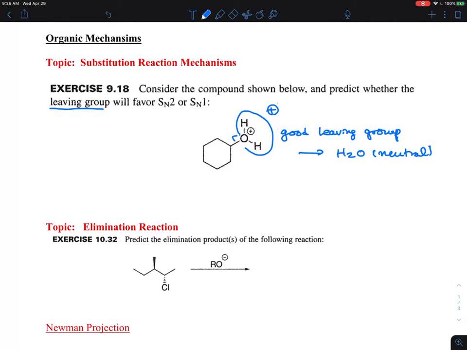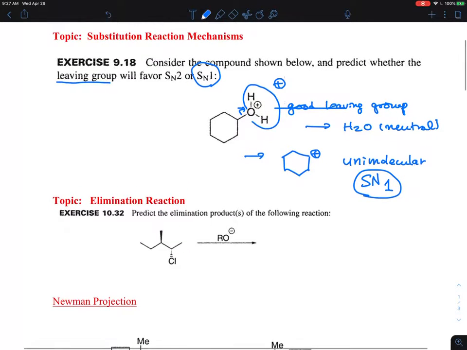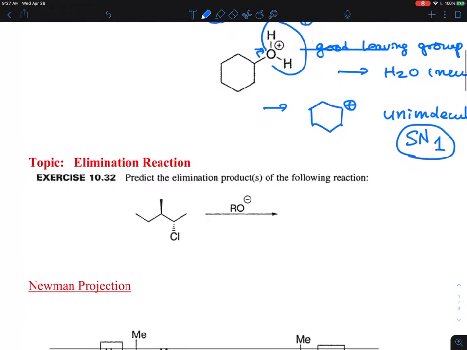So it will love to leave like that, and then it becomes essentially a cyclohexane cation, and this is essentially unimolecular. That means 1, right? And here they're asking SN1, so SN1 is the answer. So the first problem is SN1, and I have given you separate, more lengthy videos to give you background information and so on. This is pretty much a similar problem.